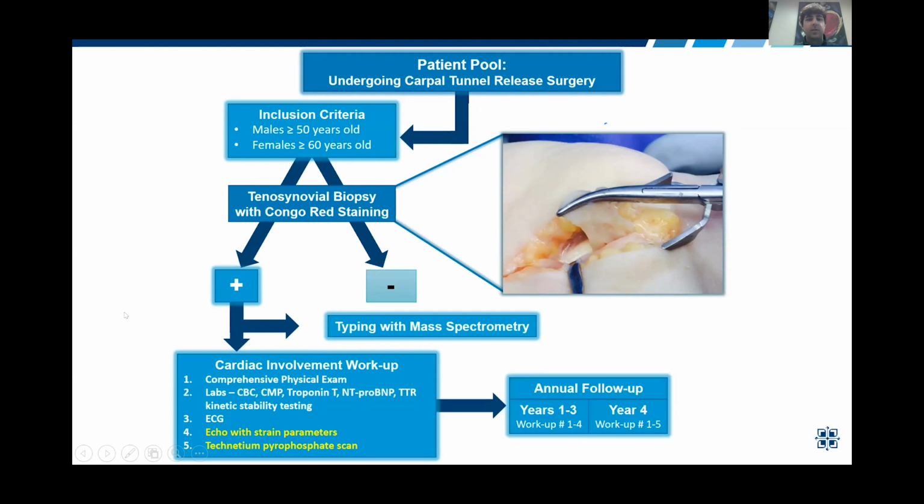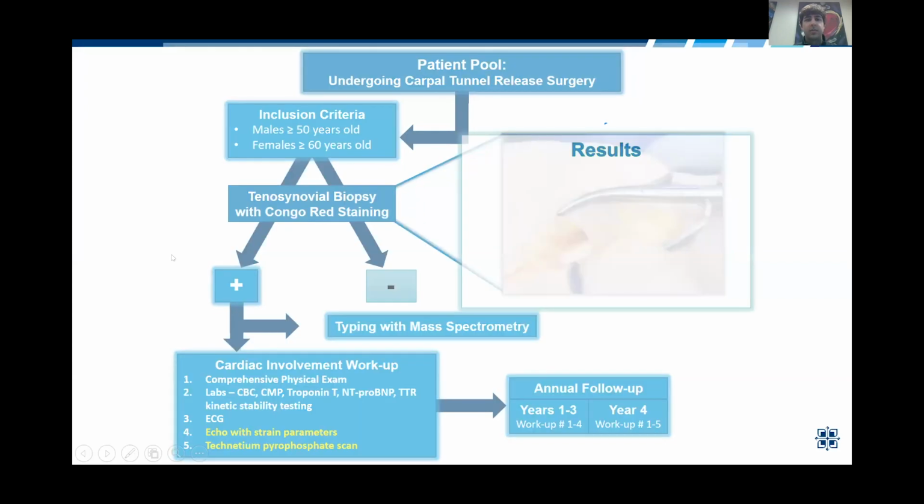And then if these were negative for amyloidosis of the heart, then we planned on following, either way, we planned on following these patients for several years afterward to see if they developed amyloid of the heart.